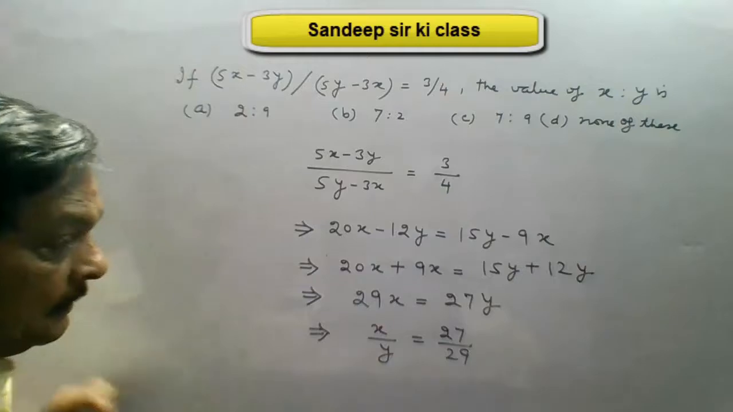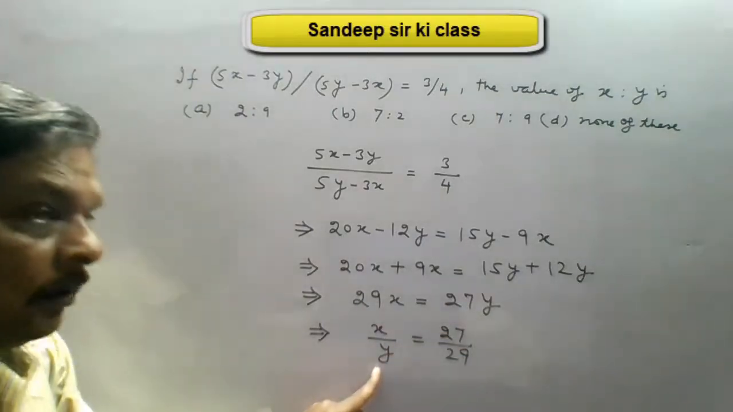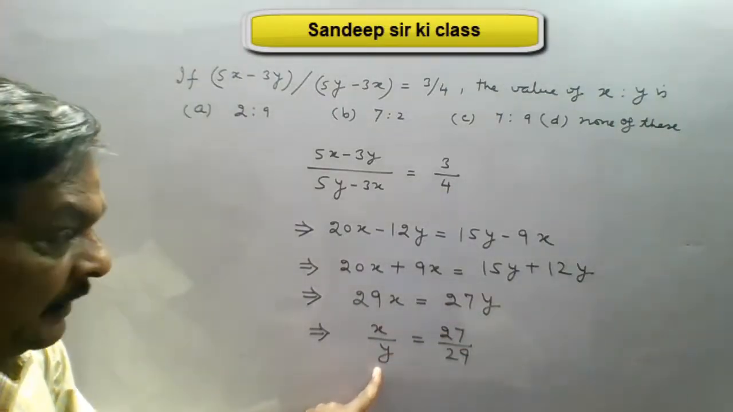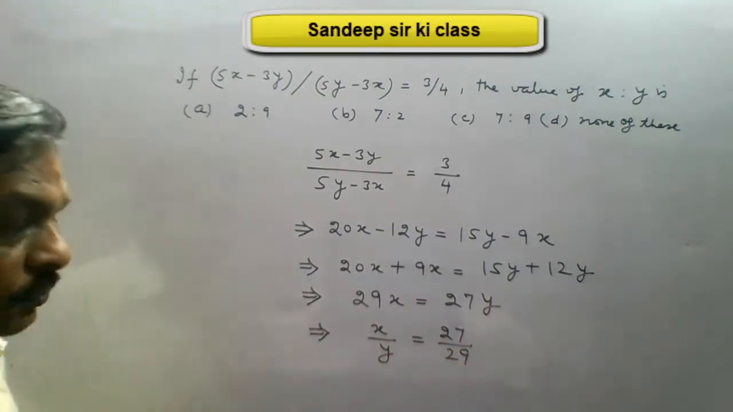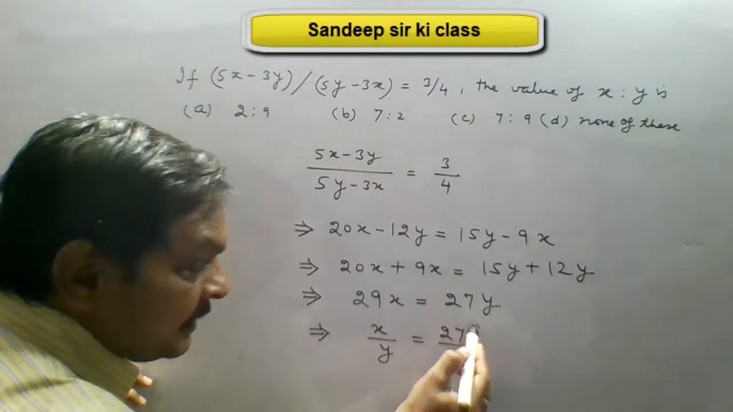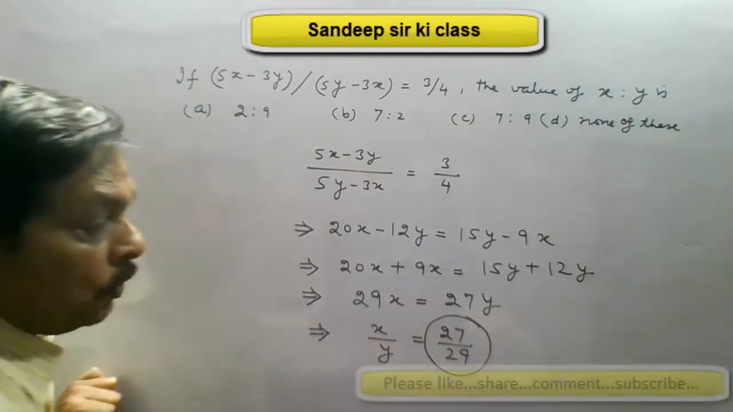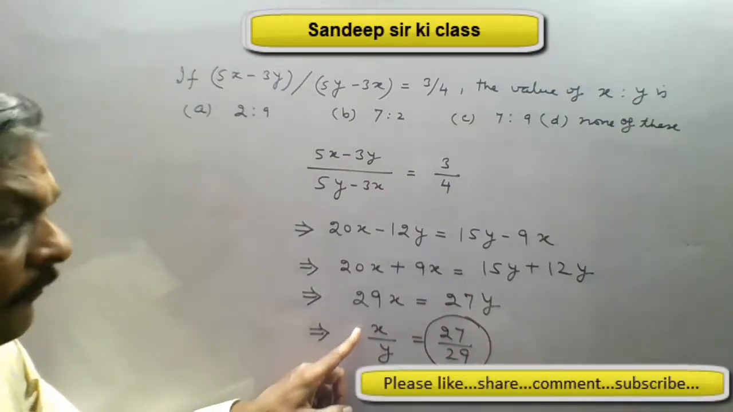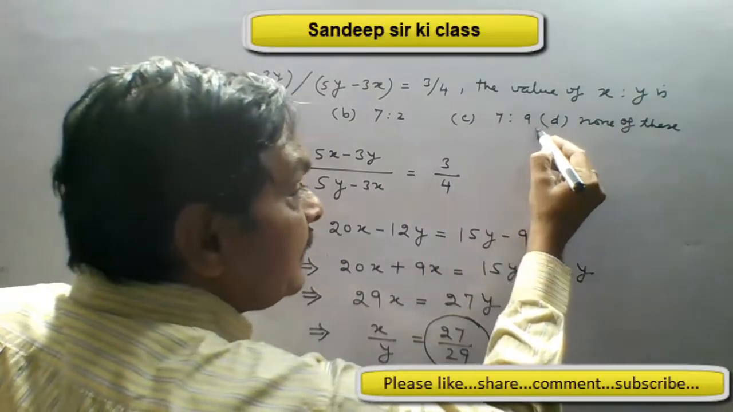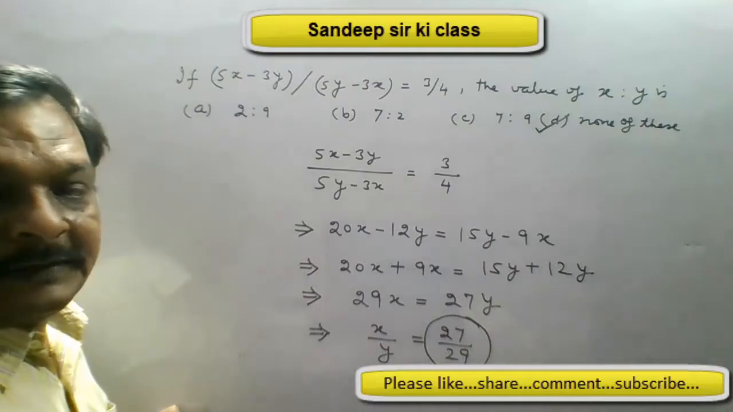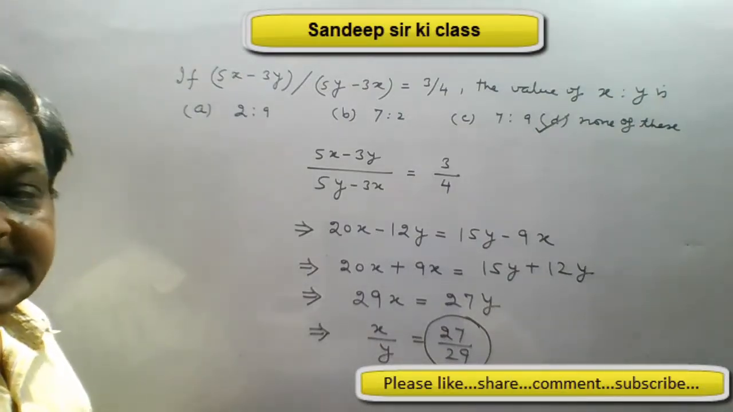upon 29. Y will come here on the left hand side by cross multiplication. 29 will go on the right hand side in cross multiplication. So this gives us 27 upon 29 as the value of x ratio y. So here the option D is correct, none of these. Now we will see the next problem.